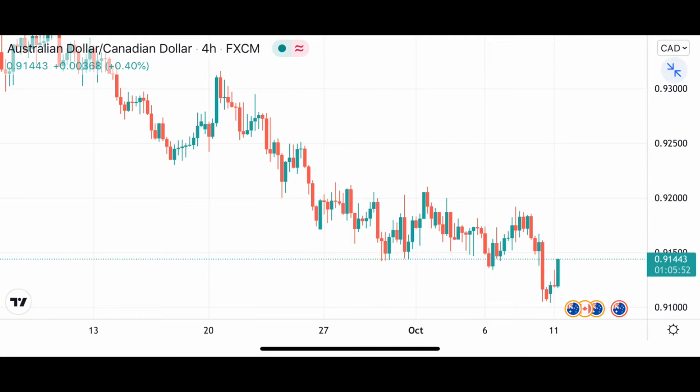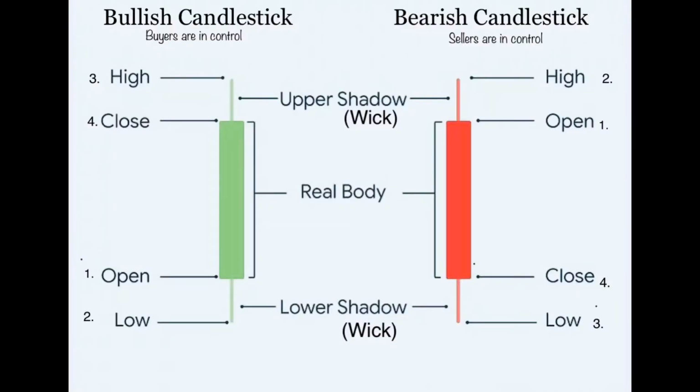I'm going to be taking you through the anatomy of the candlesticks very soon, so stay tuned for that. These are the Japanese candlesticks, and you can customize them to whatever colors you want on your apps, but the majority of people have them in green and red.